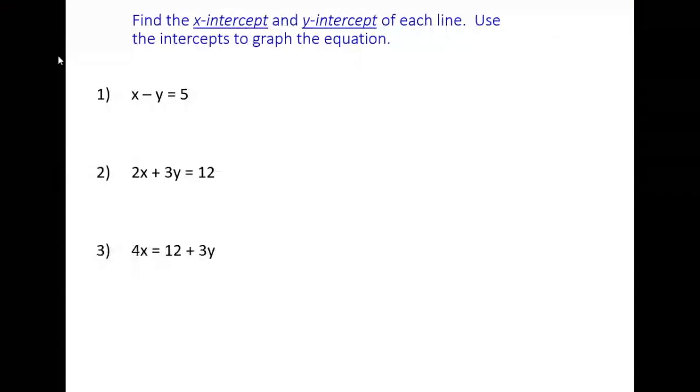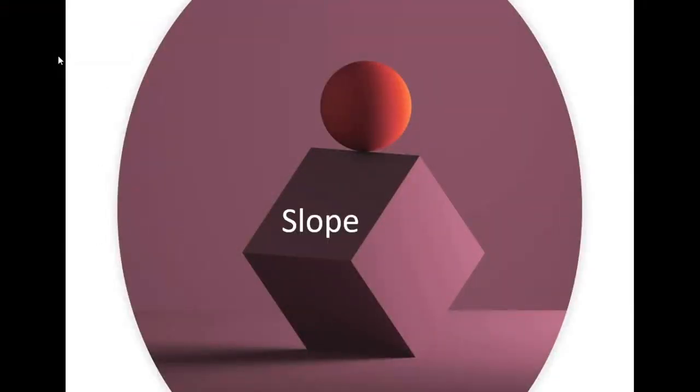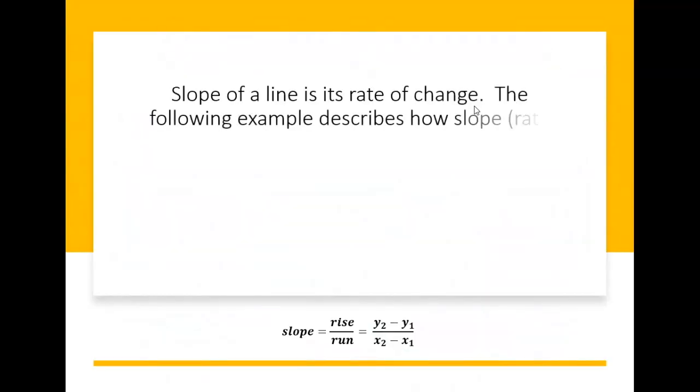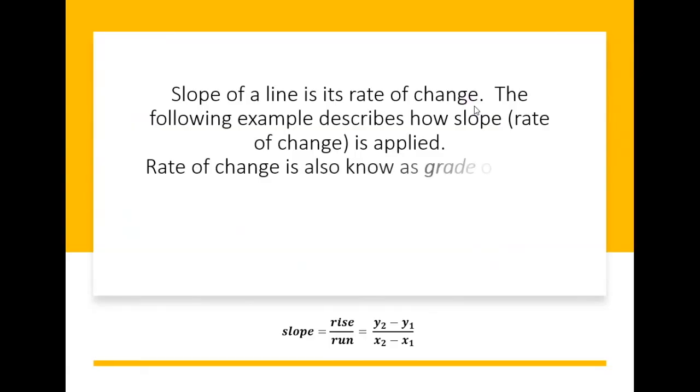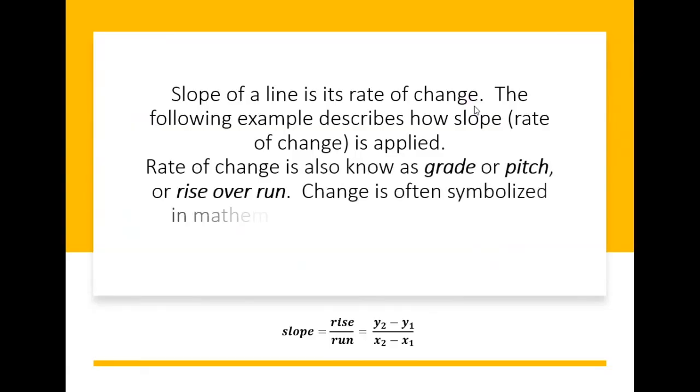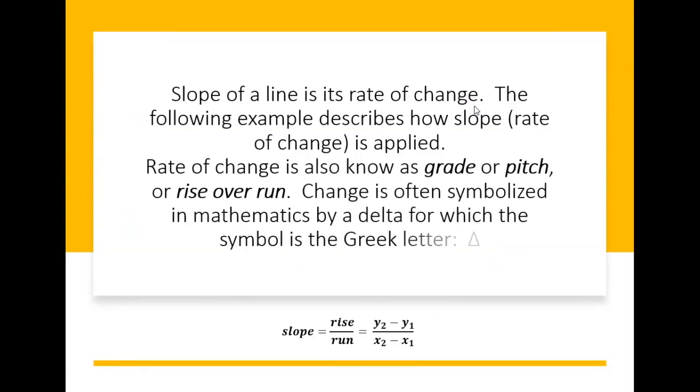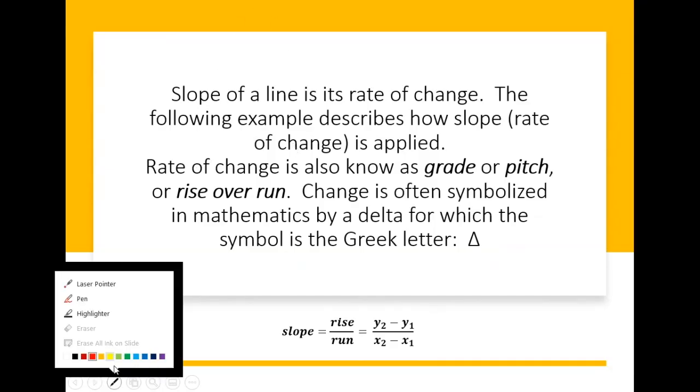Okay, so this is the slide we left off on. We're going to get started now today on slope. Slope of a line is a rate of change. So we talk about rise over run, typically, sometimes say grade or pitch, but usually we talk about rise over run. And if you think of rise, and you think of, oh, my pen tool, where are you?